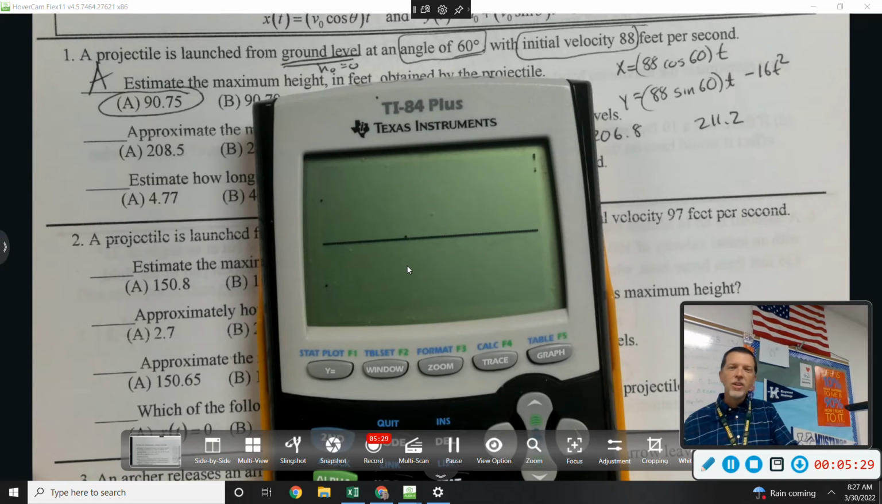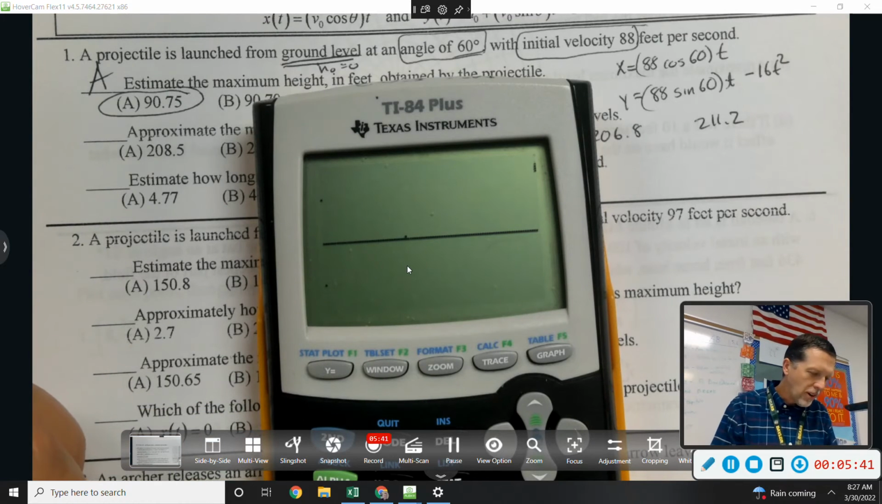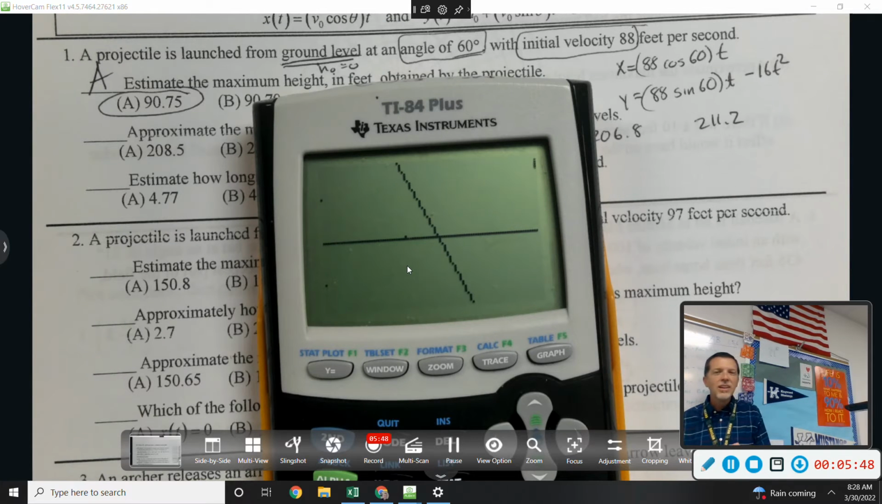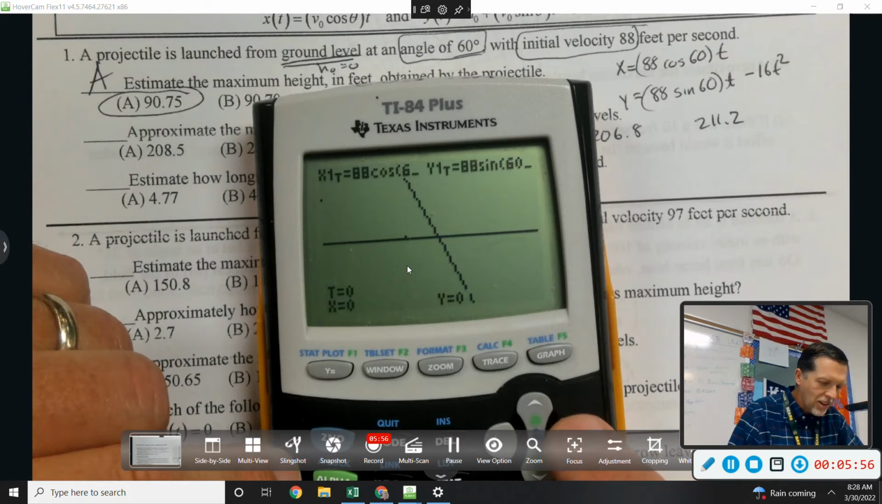It is taking forever to graph. Oh, what I could have done is changed the T min and T max so it's not graphing the whole thing. That's what's taking a while. So, do I wait for it? Yes. Or do I go change it? Which would be quicker? Wait. Oh, there we go. That wasn't bad. Oh, and now I still have to wait. Oh, that wasn't bad. So now I can go trace.